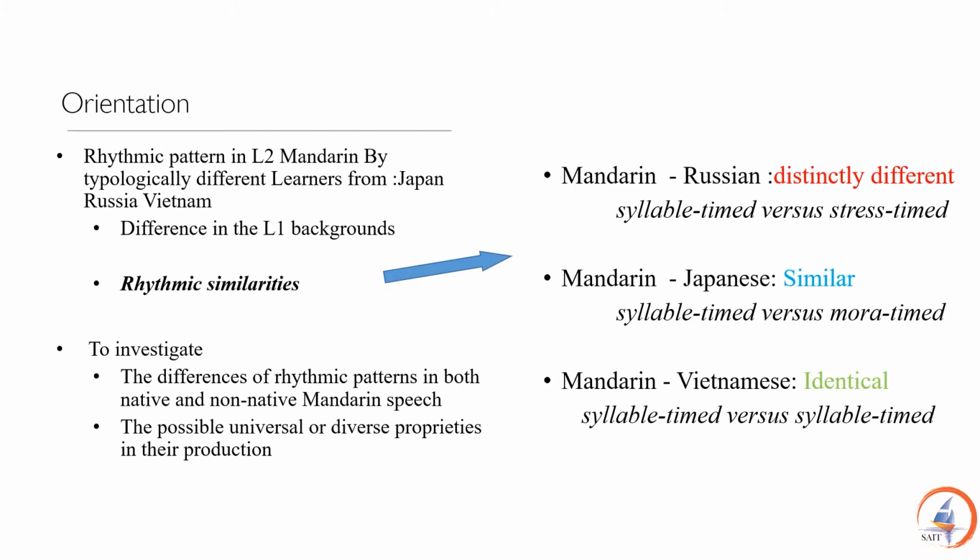So, the comparison of the three pairs may lead us to investigate the differences in rhythmic pattern in both native and non-native Mandarin speech, and of course, find out the possible universal and diverse properties in their productions. It will be very helpful for us to monitor the learning curves of different learners and decide whether we should conduct adaptive teaching strategies.